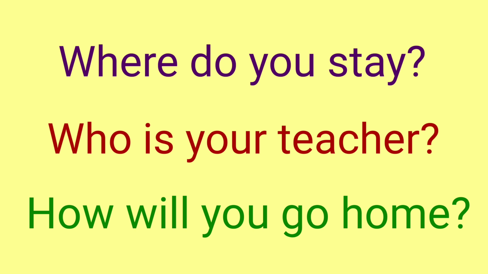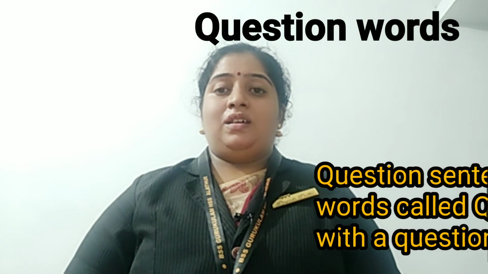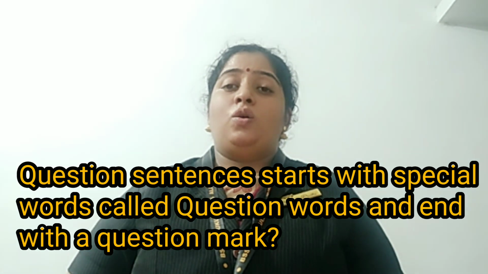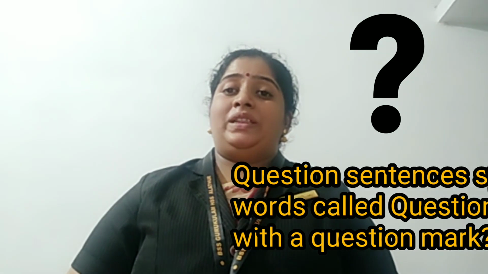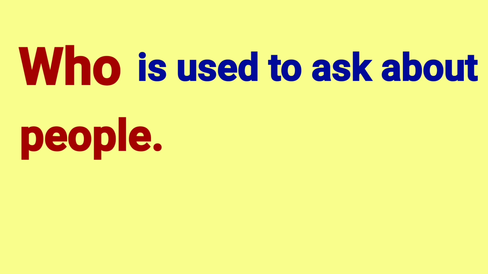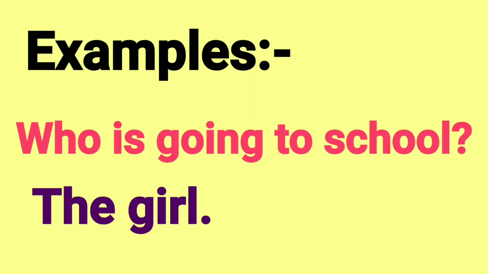Children, look at these sentences. Where do you stay? Who is your teacher? How will you go home? All these sentences are question sentences. Question sentences start with special words called question words and end with a question mark. Different question words are used to ask for different types of information. For example, who is used to ask about people.